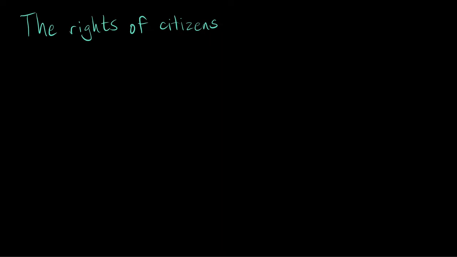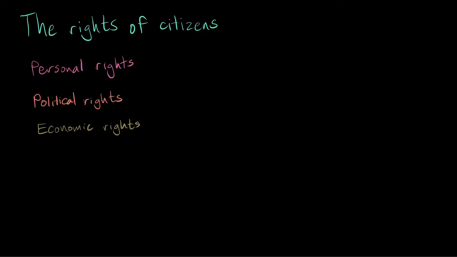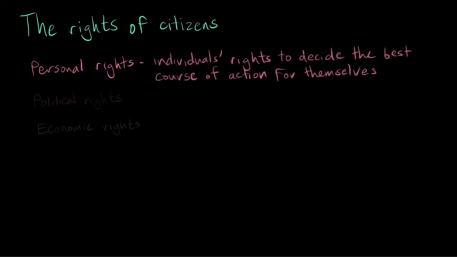But we can make some generalizations about categories of rights in the American political system. In this and the videos that follow, we're going to distinguish between 3 different types of rights: personal rights, political rights, and economic rights. So let's dive into personal rights. This is a really big umbrella that includes individuals' right to decide the best course of action for themselves.